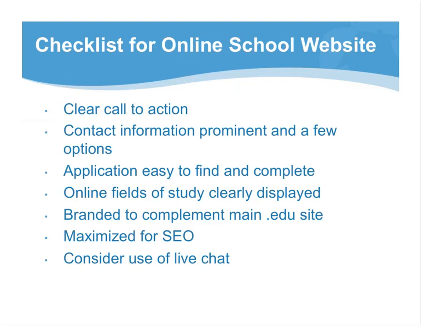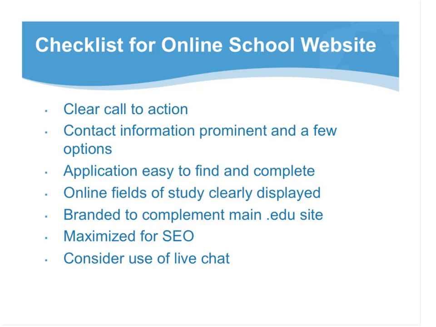Moving to our next slide, hopefully you'll find some of this information useful. When I look at a website, I look for several critical components that a marketing website for online programs needs to include. There's obviously a longer list than this, but these are some things. One, there needs to be a clear and prominent call to action. Second, contact information should be prominently located in a few options. When I say contact information, I mean an 800 number, preferably an email address.